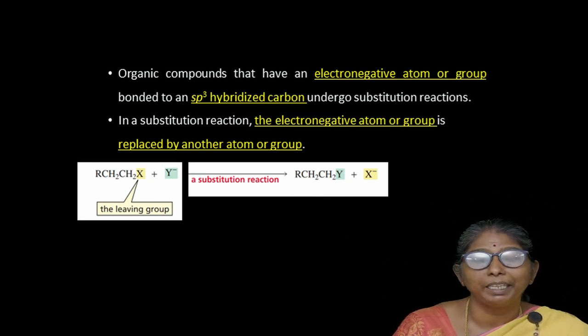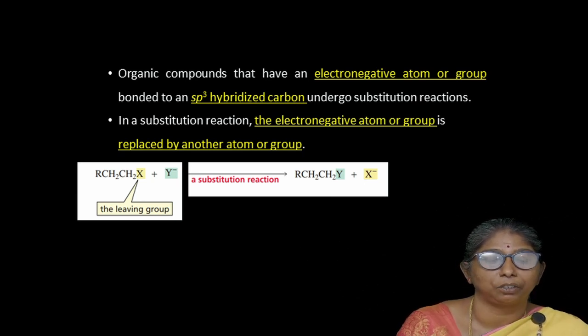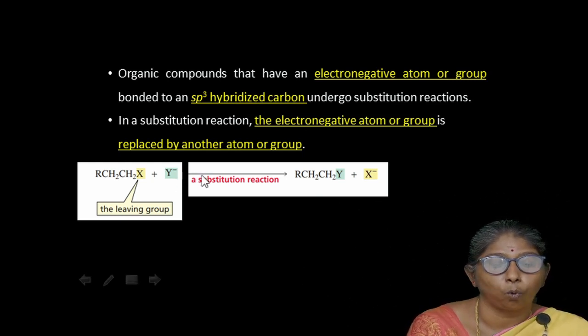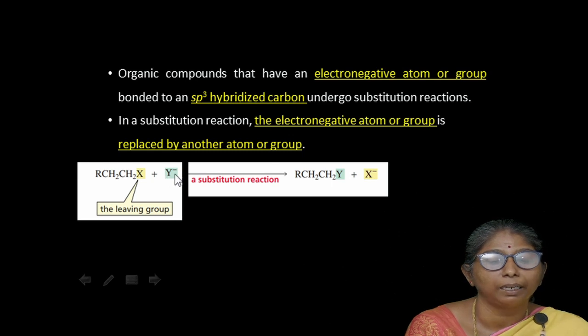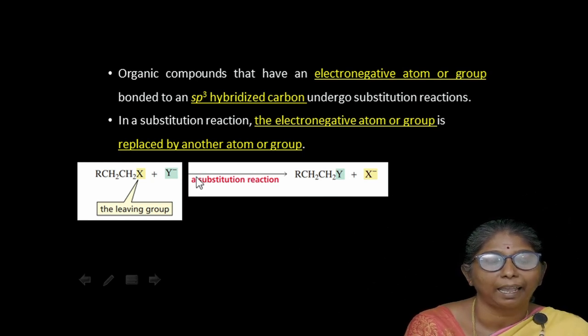So the bond will be a polar bond. See the reaction RCH2CH2X plus Y minus ion. Here Y minus acts as the nucleophile, and X is replaced by Y minus. Here the bond between the carbon and X is a polar covalent bond, so X can easily be replaced as X minus ion and Y can come and substitute in that position. So this reaction is called a substitution reaction. The electronegative atom or group is replaced by another atom or group.